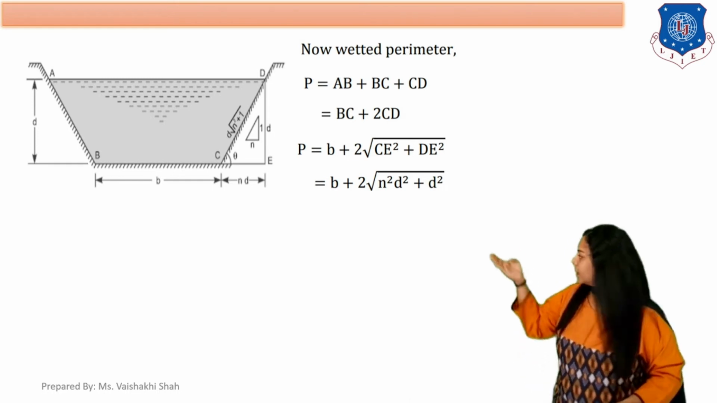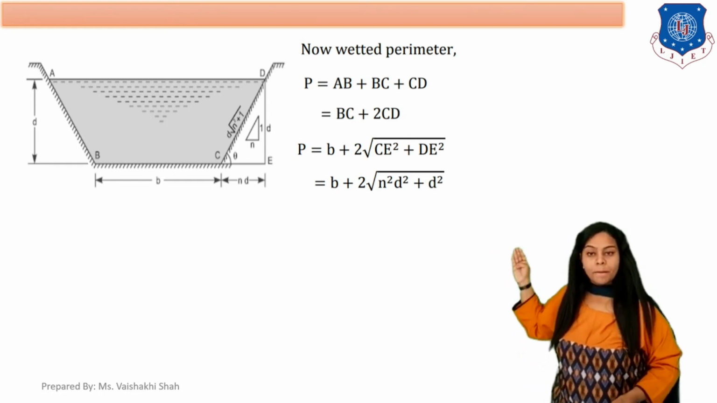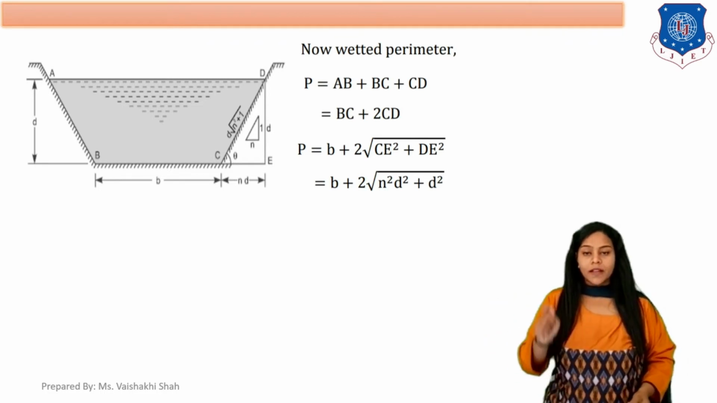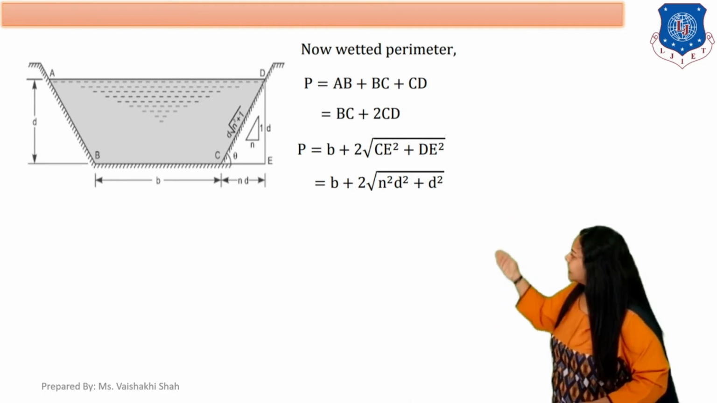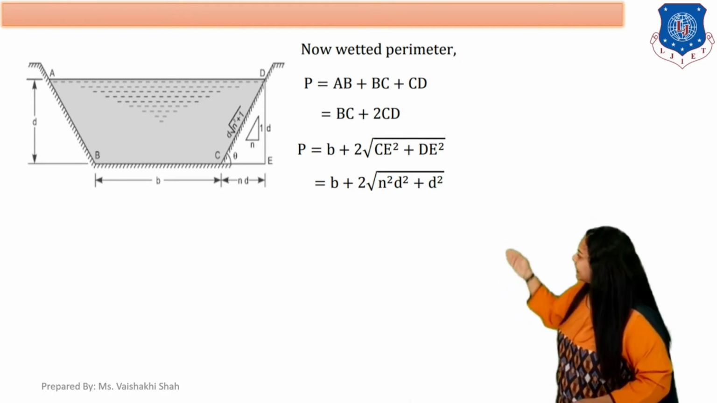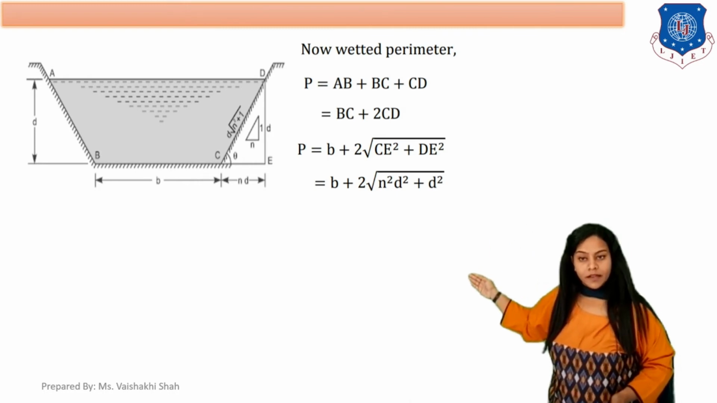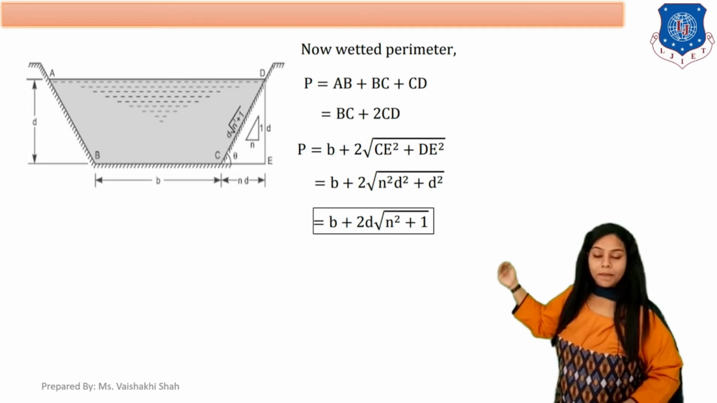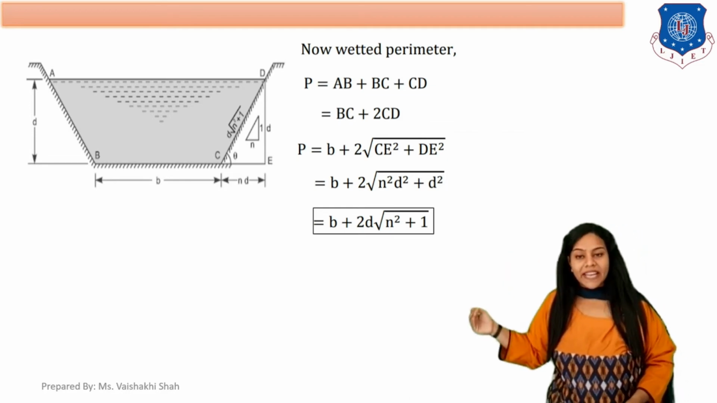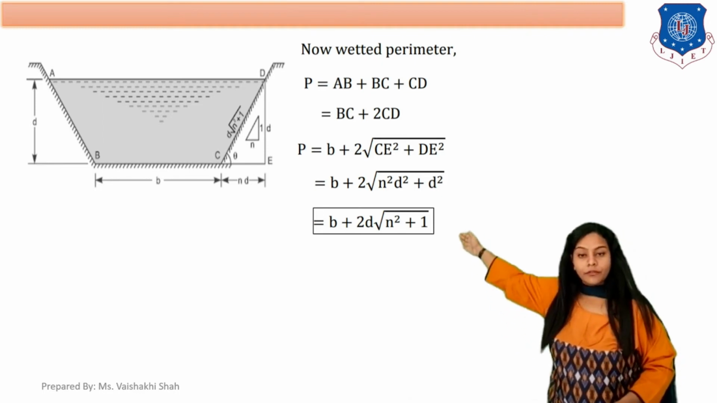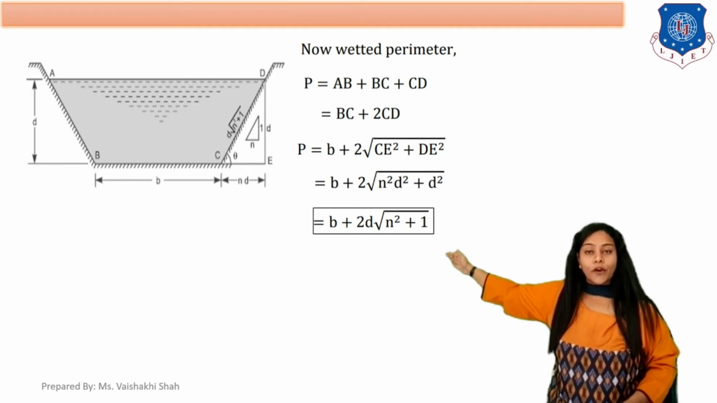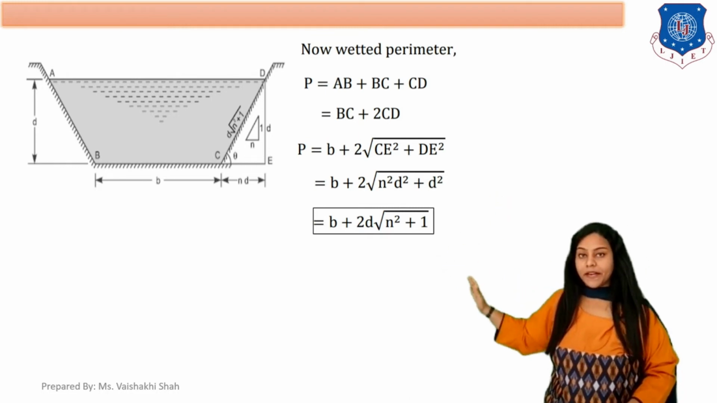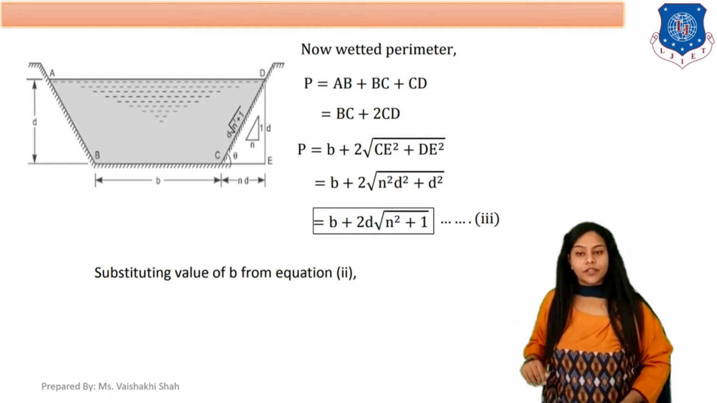So the equation becomes P equals to B plus 2 under root N square into D square plus D square, because CE equals to ND and DE equals to D. Clear? Now rearranging this equation you get B plus 2D under root N square plus 1. This equation is for perimeter of triangular section, wetted perimeter. This is your equation number 3.